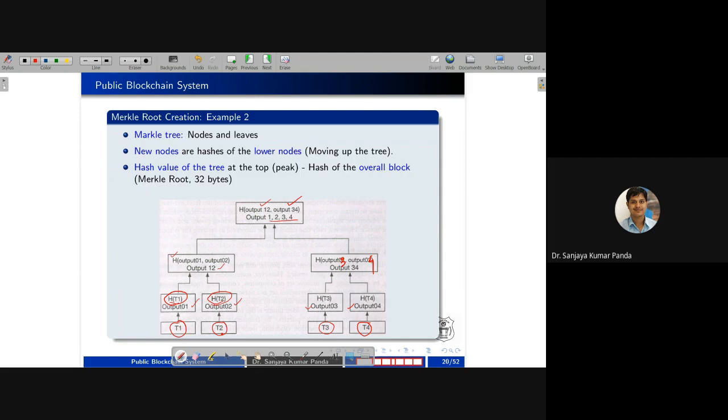And the hash value that is available in the root, which is your 32 bytes, is nothing but the hash of that corresponding block. At the leaf level you have transactions, and at the top level you have multiple hashes. After hashing these, you get one hash value. That hash value you can consider the overall hash value of that particular block.